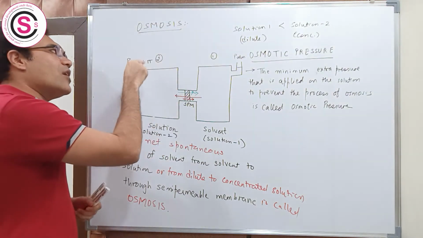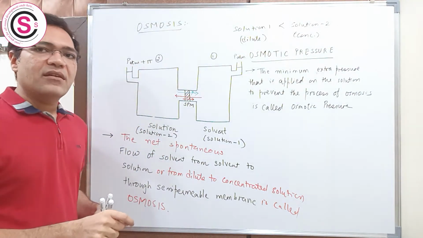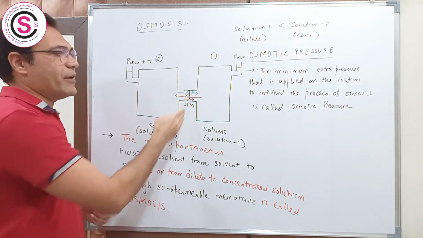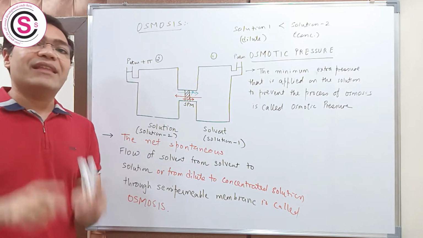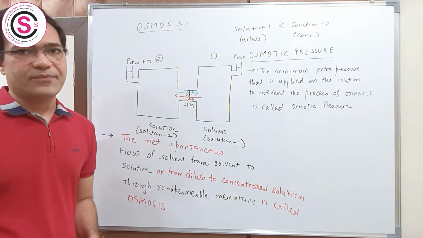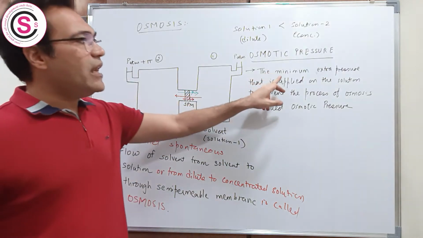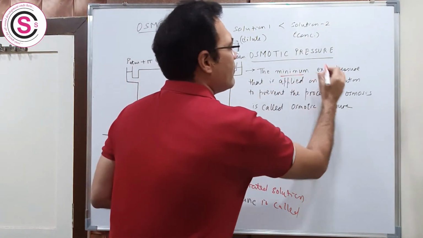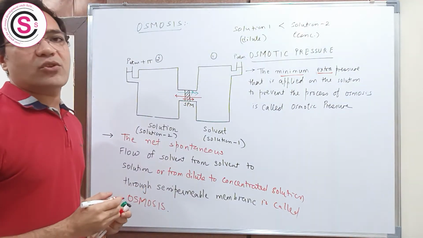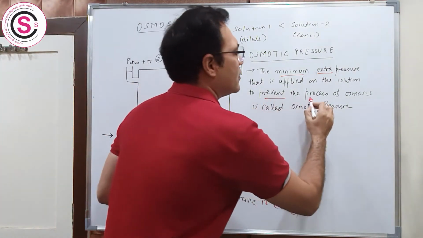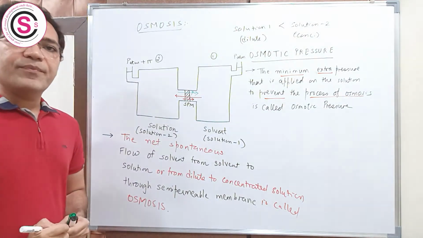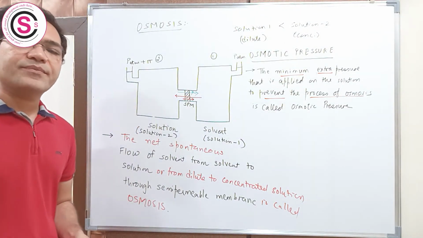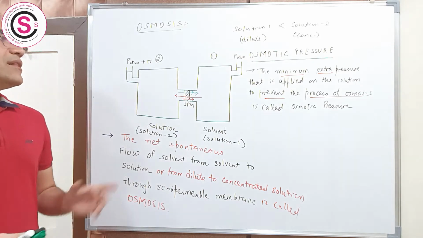So if I apply the osmotic pressure right from the beginning, and the two solutions of different concentrations are separated by a semi-permeable membrane, even then the process of osmosis will not occur. Right? So it is the minimum extra pressure, each and every word is important. It is the minimum extra pressure that is applied on the solution to prevent the process of osmosis. Right? That is known as osmotic pressure. Very simple, very clear.